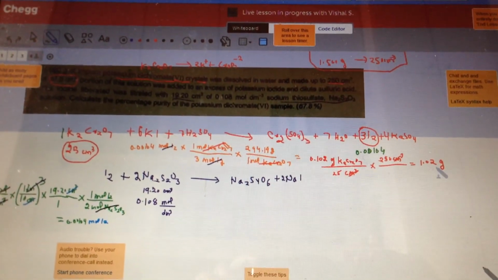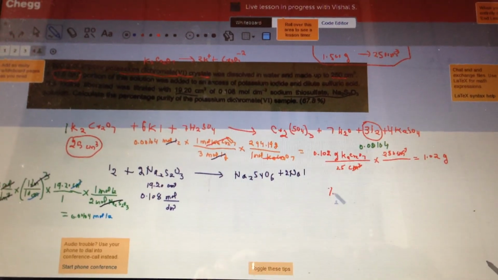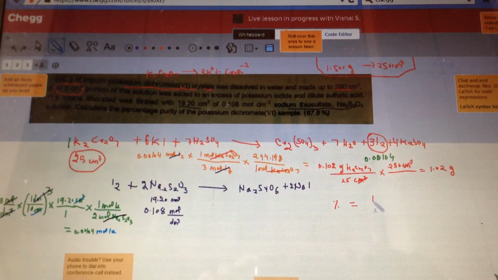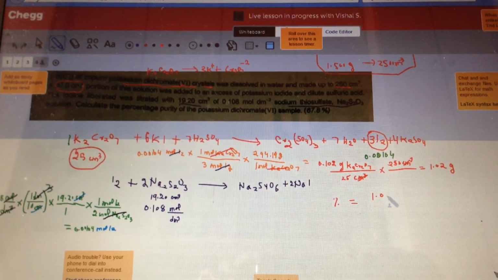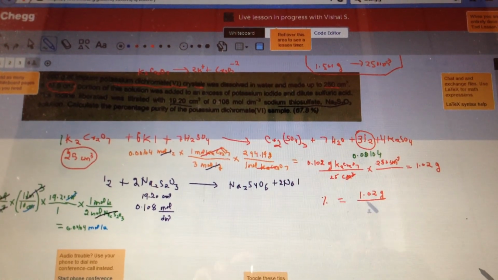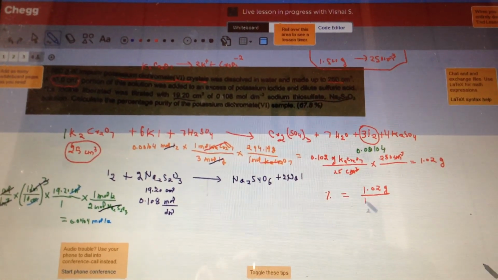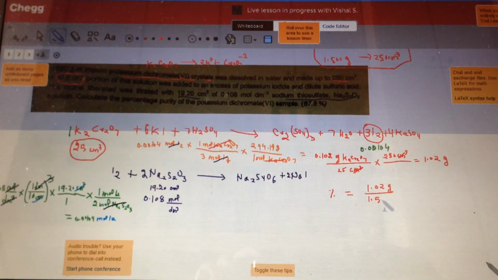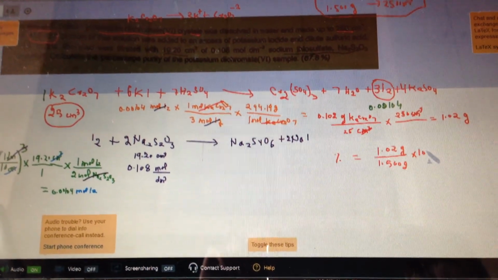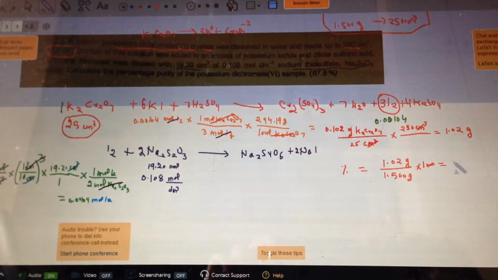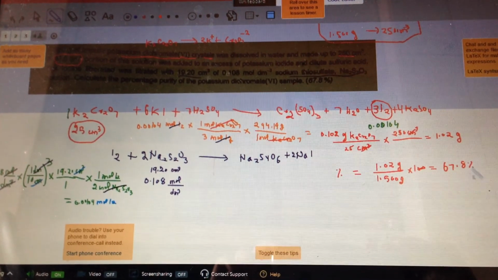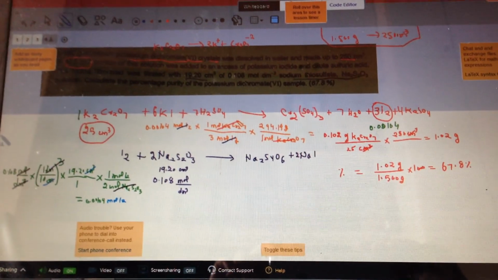Now, at the end, we need to get the percentage purity, and the percentage purity is going to be the amount of potassium dichromate, which is 1.02, divided by 1.500 grams times 100. So that comes out to be 67.8%. So let me know if that makes sense.